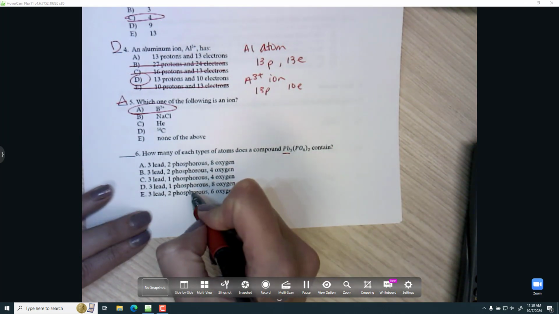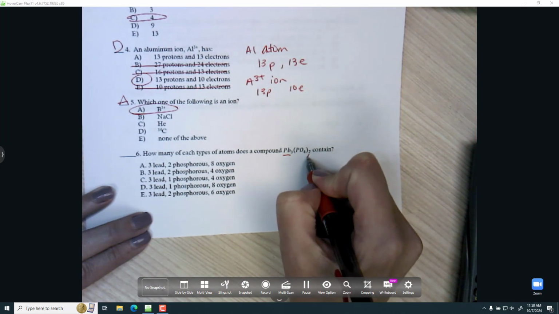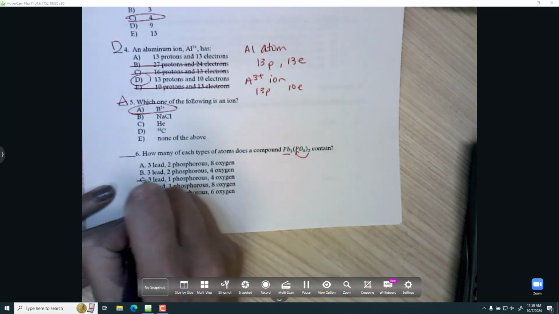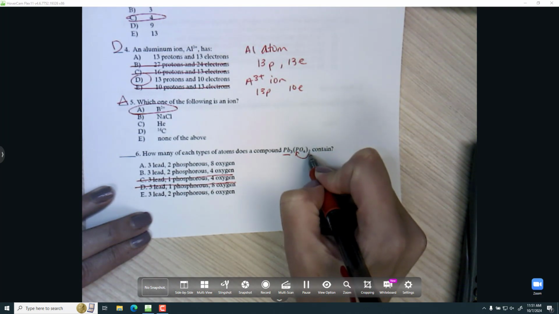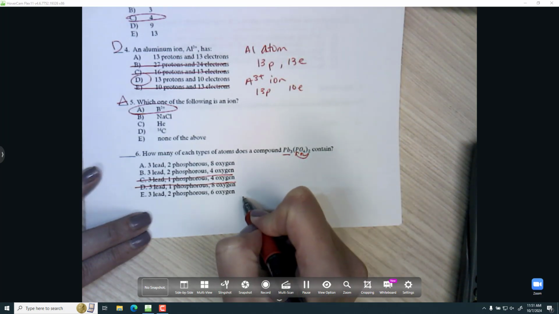All right, we've got 3 lead, sure. The 2 gets multiplied through, so we've got 2 phosphorus, so C and D are out. And then the 2 times 4 means we have 8 oxygen.